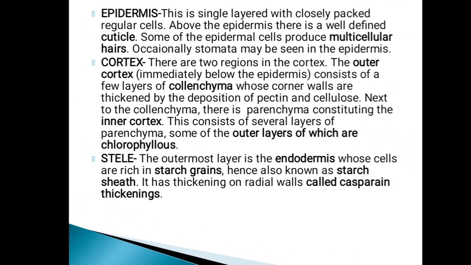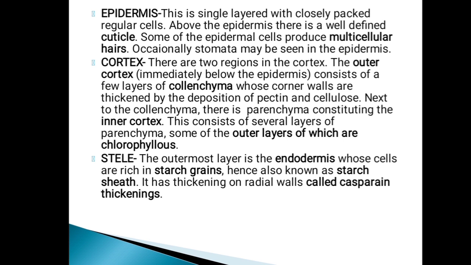The epidermis is made up of a single layer of closely packed regular cells, above which there is a cuticle layer. There are many multicellular hairs or stem hairs. Occasionally, if the stem is young and green, it has stomata. Now let us move to the second zone, that is the cortex region. The cortex has two important regions: the outer cortex and the inner cortex.